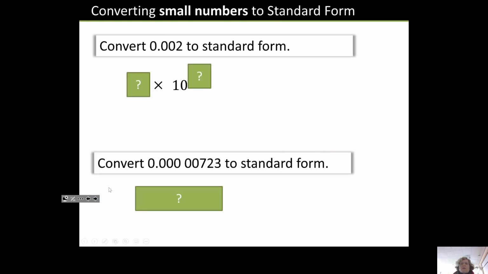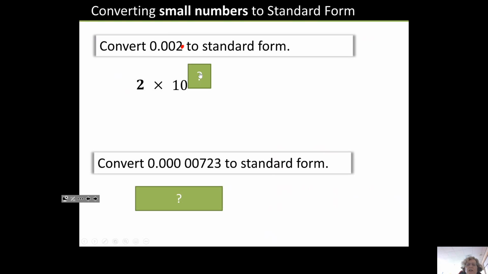Okay, if we have small numbers, so numbers which are less than 1, you need to remember that the power is going to be negative. The idea is exactly the same. You've got 0.002, so the number in front is just going to be 2. You've got to then think, where is the decimal point in 2? Well, it's after the 2. Where's the decimal point really in this number? Well, it's obviously where it is.